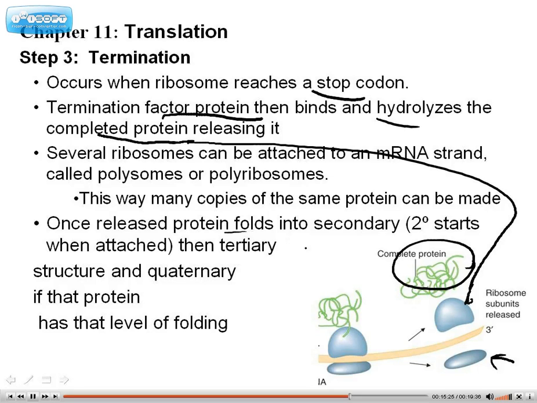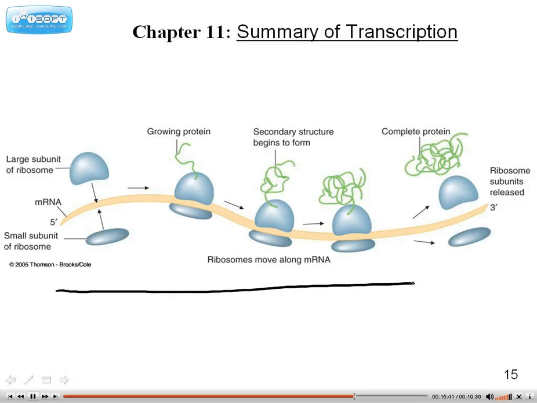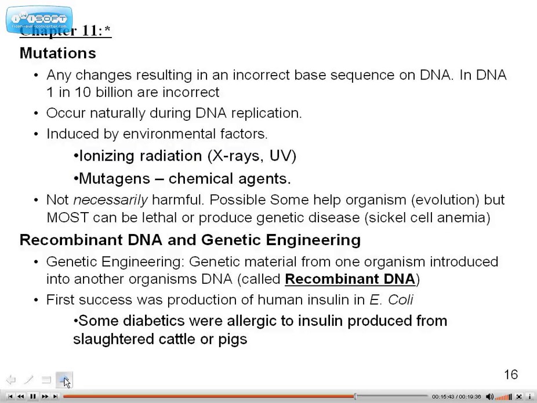So once released, protein folds into this proper secondary, then tertiary structure and quaternary. There is other steps after this. We call this post-translational steps, but we're not going to get into those at this level. So here's an overall summary and a couple other items which I could test you on. Make sure you memorize all of these as well.